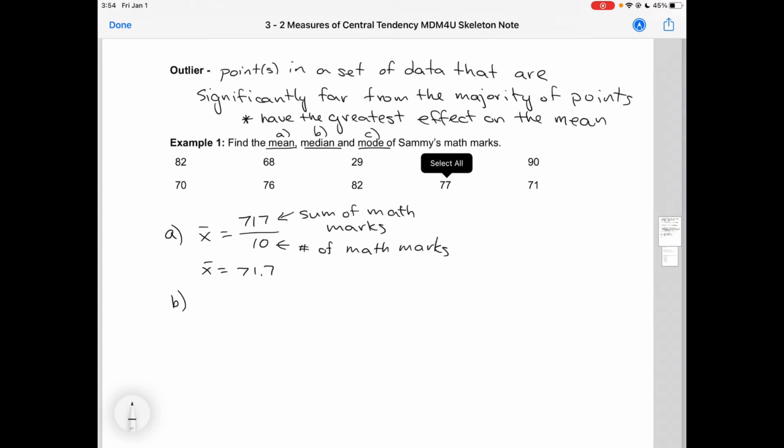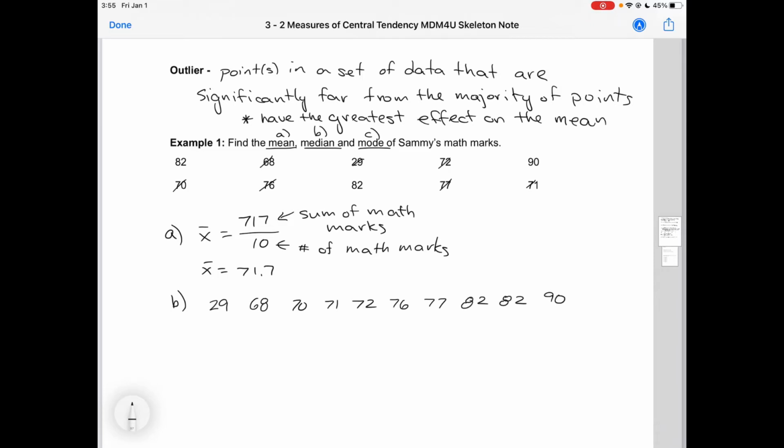The next measure that we're going to find is our median. In order to find that, the first thing we have to do is arrange our data points. So I'm going to start with 29. Next is 68, 70, 71, 72, 76, 77, two 82s, and then a 90.